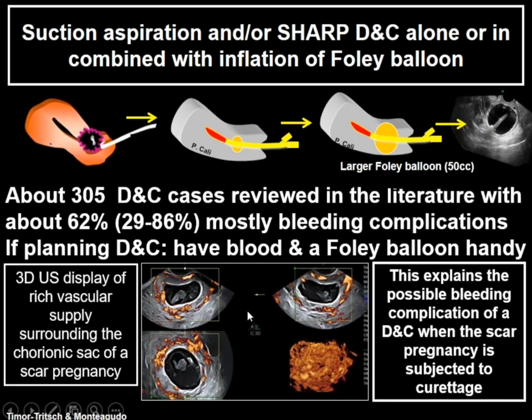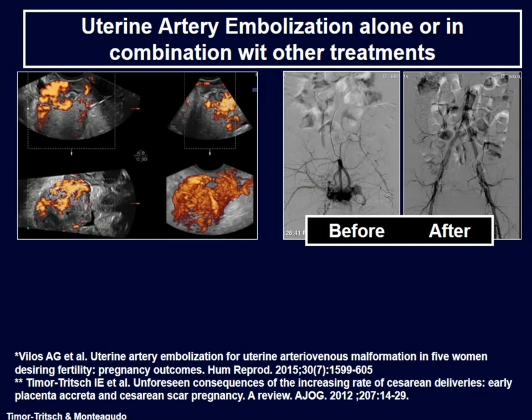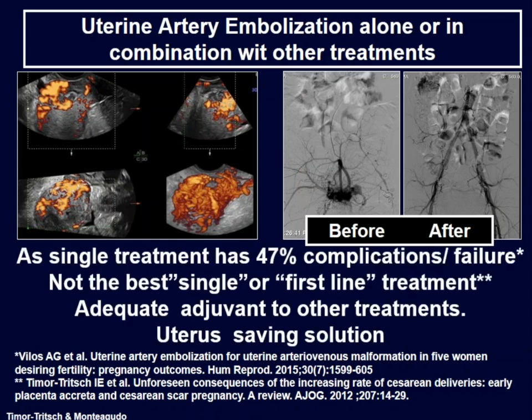Here you see the 3D ultrasound display of the rich vascular supply surrounding the chorionic sac of a scar pregnancy. This will explain the possible bleeding complications of the D&C when the scar pregnancy is subjected to curettage. Uterine artery embolization, it can be used alone or in combination with other treatments. And here you have a picture of before and after the use of the embolization.